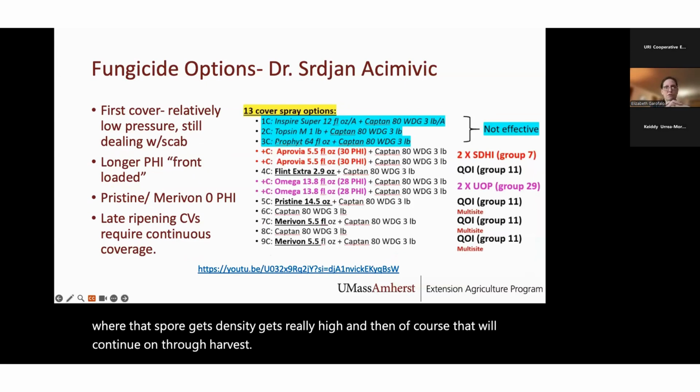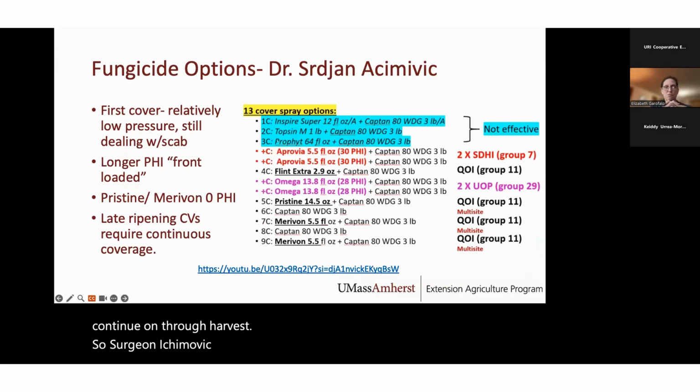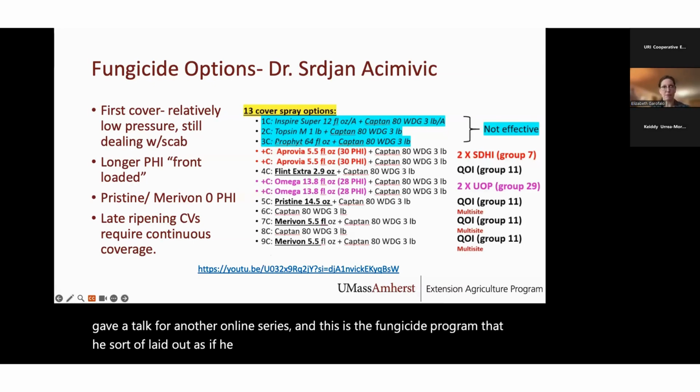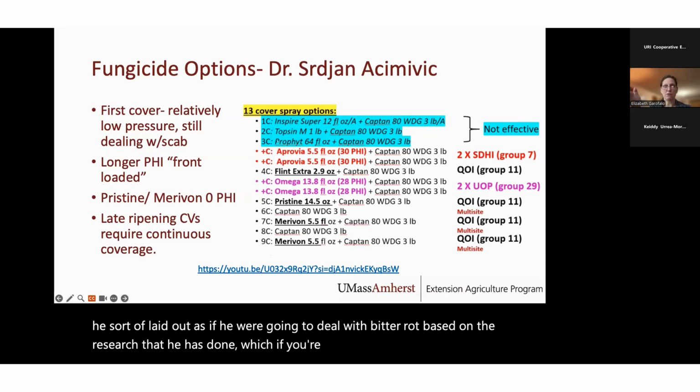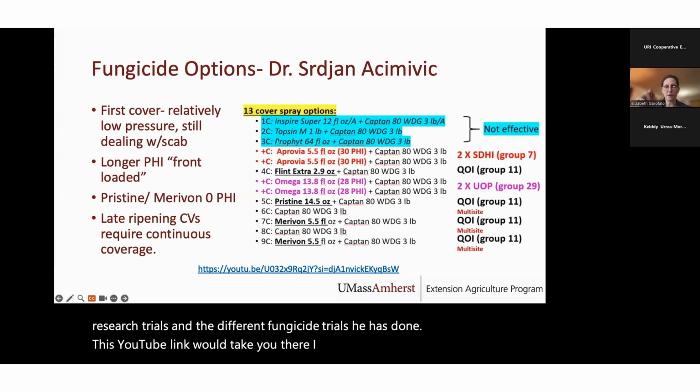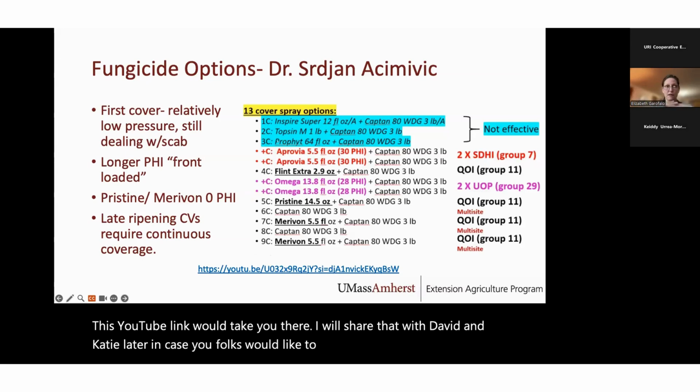So Sorgeon Chimovich is an extension professor at Virginia Tech. He recently gave a talk for another online series, and this is the fungicide program that he laid out for dealing with bitter rot, based on the research that he has done. If you're interested in looking at the research trials and the different fungicide trials he has done, this YouTube link would take you there. I will share that with David and Katie later in case you folks would like to go see that.